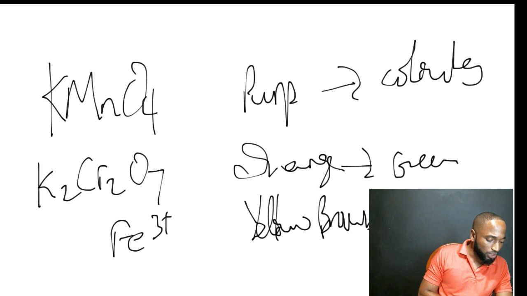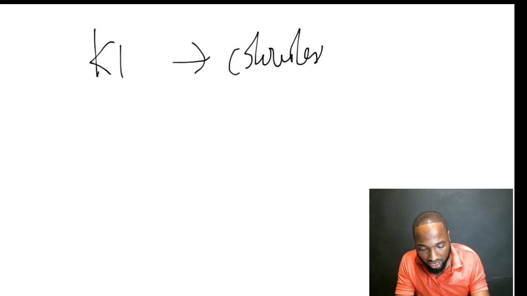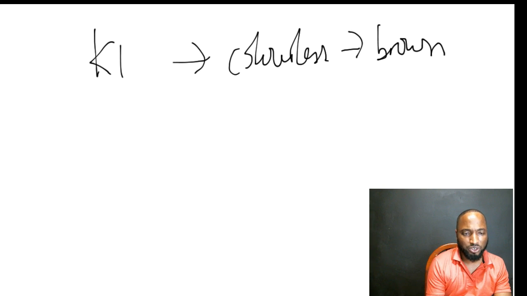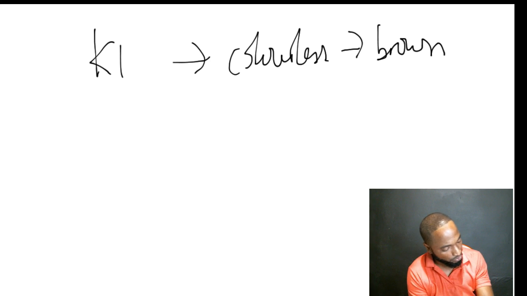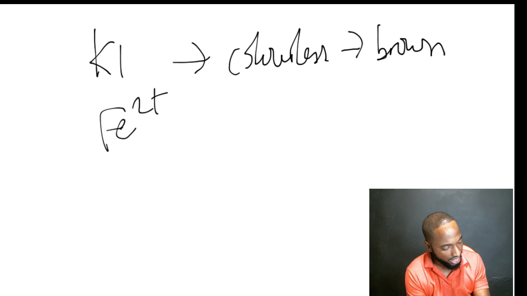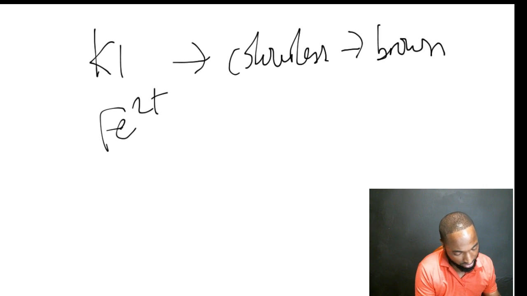Common reducing agents: potassium iodide, KI, goes from colorless to brown. I'd completely forgotten that. Why is it turning brown? The iodine being formed turns brown. The Fe2 would be the reverse of just now, so it'll go from green to brown, and with hydrogen sulfide a yellow precipitate forms. Okay, let's go. Let's do a question.